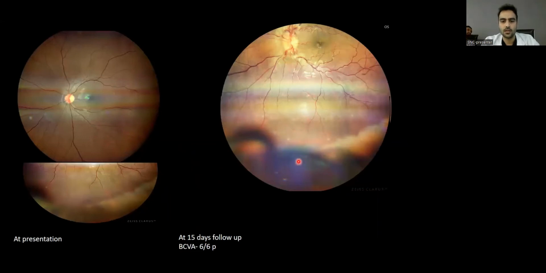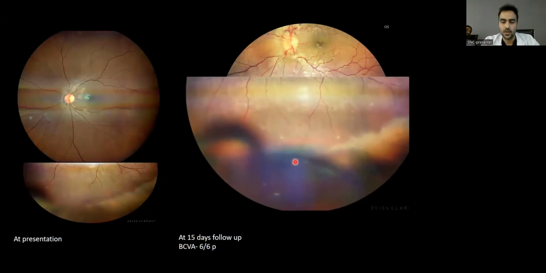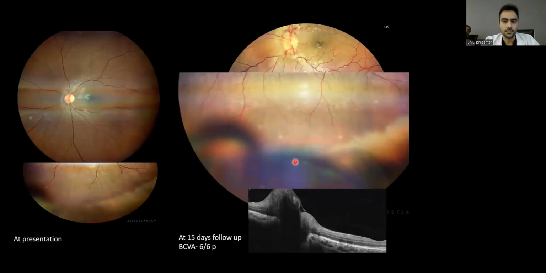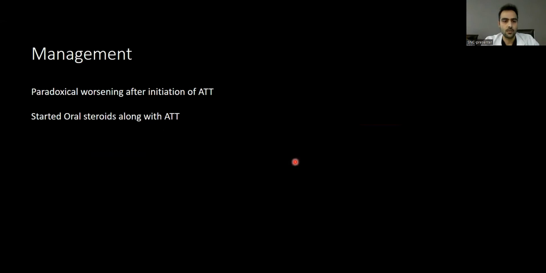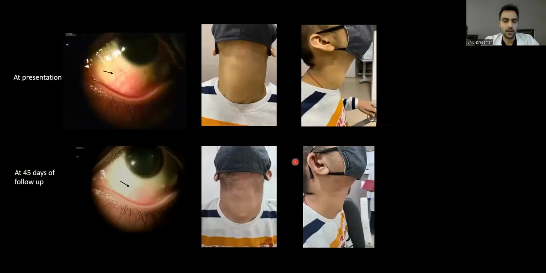And inferiorly, there were two ciliary body masses which were shadowing in the inferior part of the retina, with inferior focal vasculitis. Even on the OCT, there was optic disc edema. On the B scan also, the size of the lesion increased, and on ultrasound biomicroscopy we could see that the size had increased after initiation of ATT. So we thought of it as a paradoxical worsening after initiation of ATT, and we started the patient on oral steroids along with ATT.